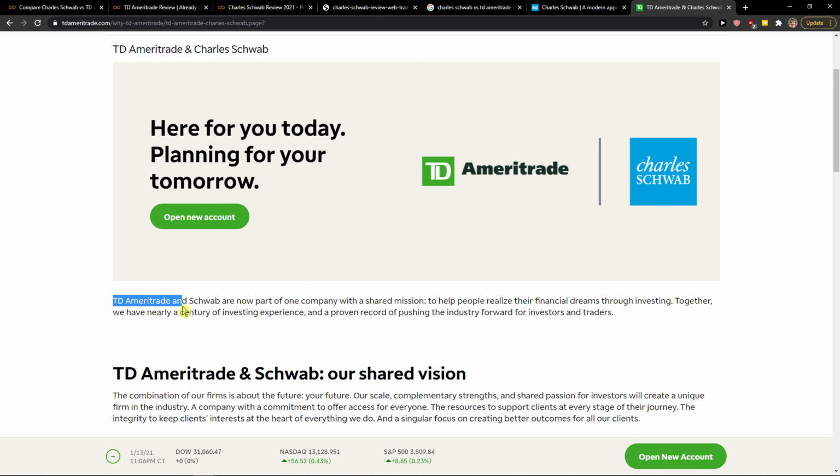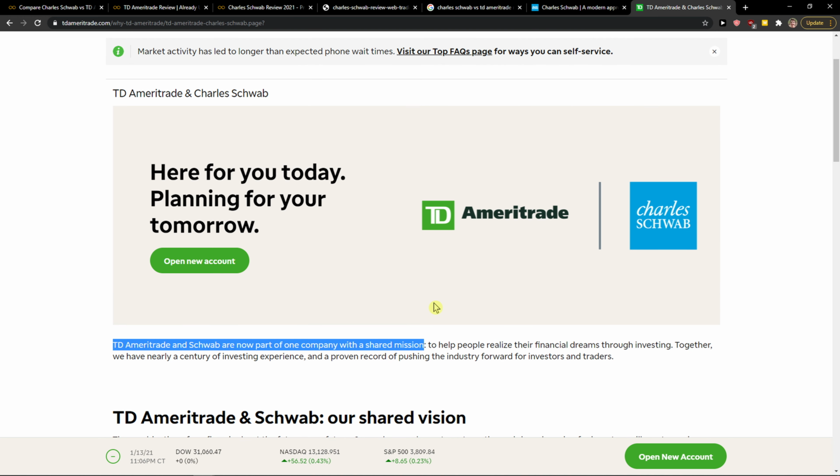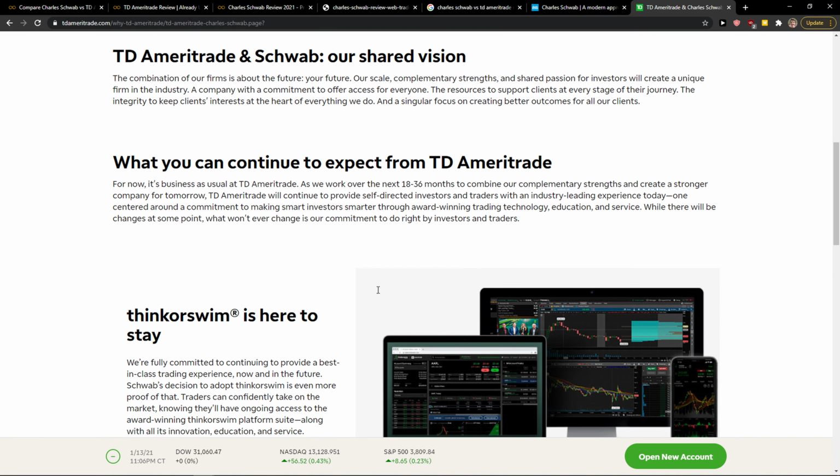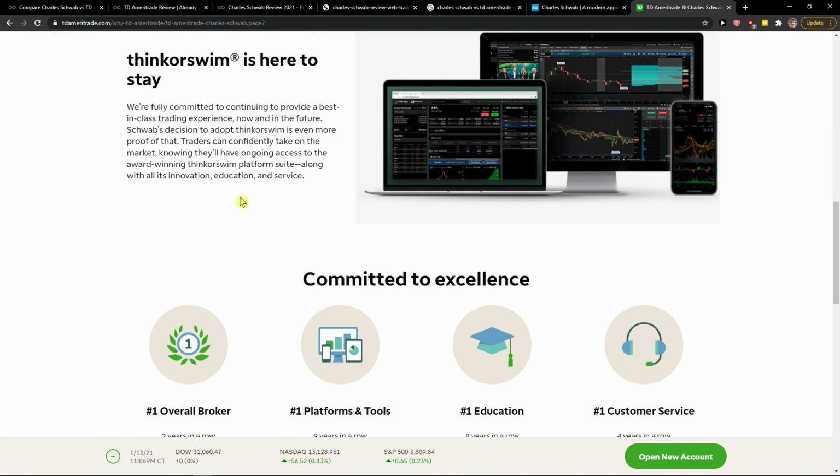So let's start. Right now, as you can see, TD Ameritrade and Schwab are now part of the same company with a shared mission to help people realize their financial dreams, yada yada, understandable. And this is the news here, so just keep in mind that they are going to be under one company.